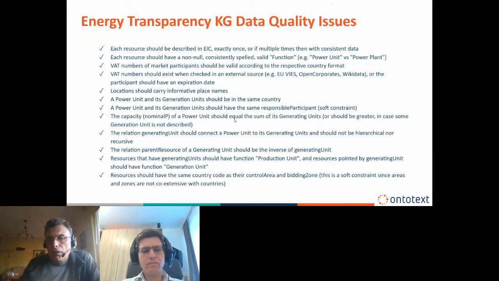Or in the EIC file, this is the basic information about market players and resources. You have VAT numbers of companies. Well, this should be valid according to the respective country format. And furthermore, they should exist in other systems that track VAT numbers, like the EU VAT information exchange system. But it turned out that there are some VAT numbers that are expired, and still the energy marketplace is not marked as expired in the EIC.